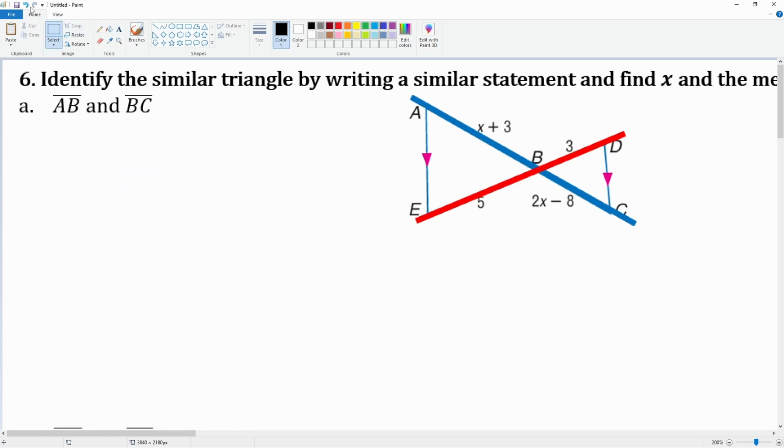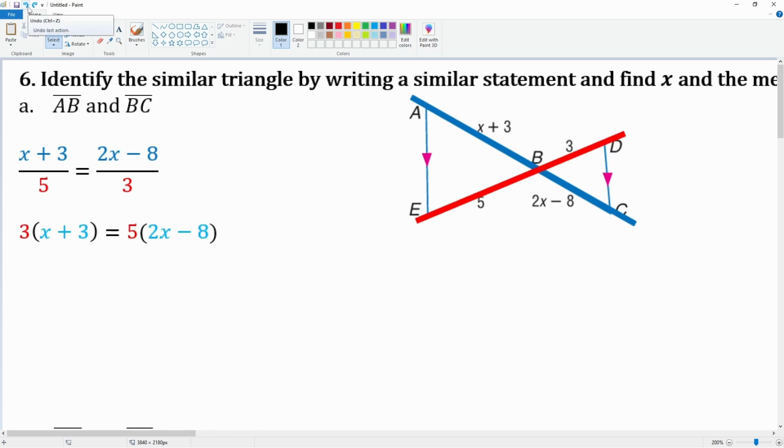All right, cross multiply. 3 times x plus 3 and 5 times 2x minus 8. Make sure you keep it in parentheses when there are multiple terms, like x plus 3. It should be in parentheses because there's two terms. 2x minus 8 should be in parentheses because there's two terms. Distribute 3 times x and 3 times 3, as well as 5 times 2x minus 5 times 8. That becomes 3x plus 9 equals 10x minus 40.